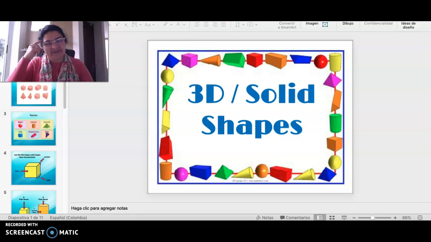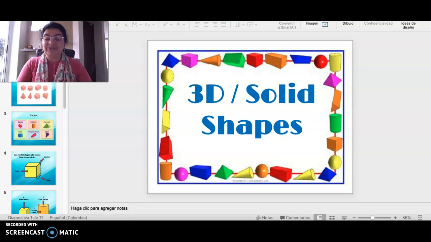Do you remember that Miss Patty was talking to you about 2D shapes or flat shapes or plane shapes? Well, today we are going to review 3D shapes and we are going to see their characteristics and also some examples that we have all around our house. And also we are going to develop a Seesaw activity.